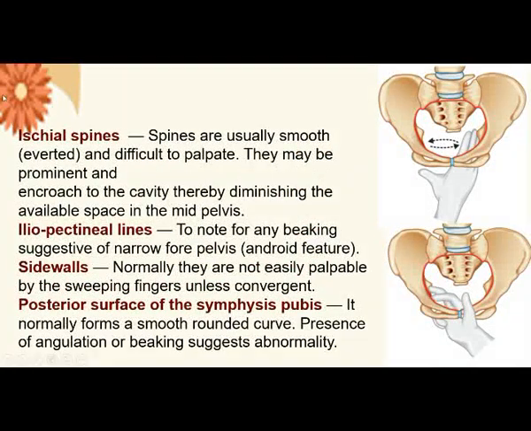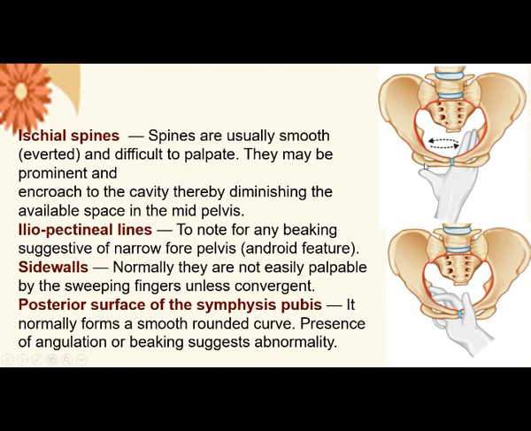Next, the ischial spines. You can see the prominent ischial spines. After introduction of the hand, we can move to both sides. Spines are usually smooth and difficult to palpate. They may be prominent and encroach on the cavity, thereby diminishing the available space in the middle. The abnormality can be seen when they are prominent and sharp. That means it is an abnormality. Otherwise, we will feel the pelvis and check the station, that is, according to the relationship of the head and the ischial spine.